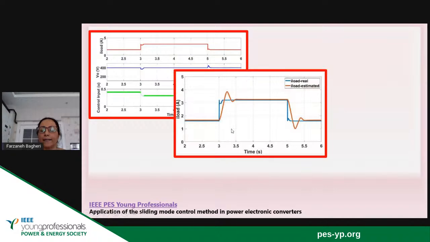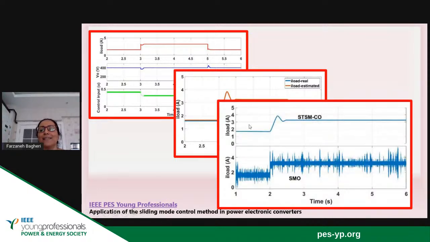The second thing that I would like to show you is the capability of the observer, how it is working. The blue one is the real load current, and the red one is the estimated load current. As you can see, when we have some disturbances, it takes some time to track the value again, but in a steady state, it has zero steady state error.